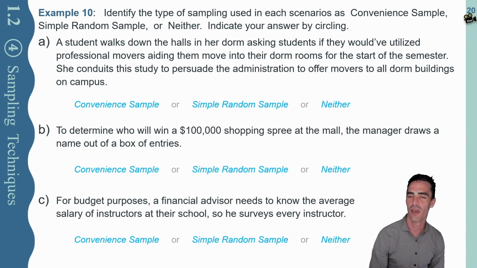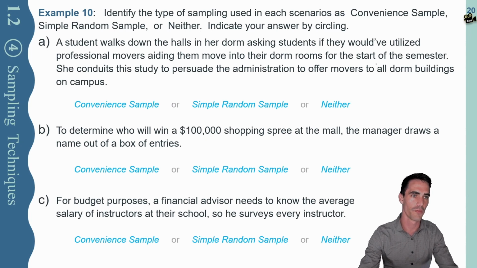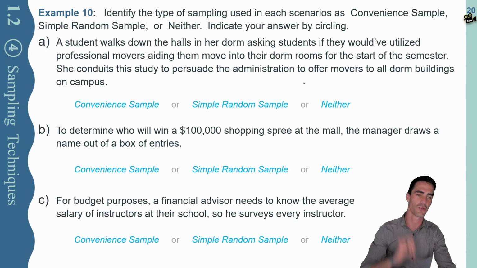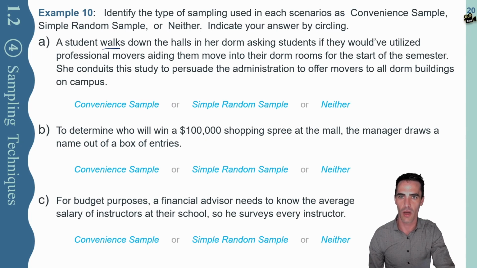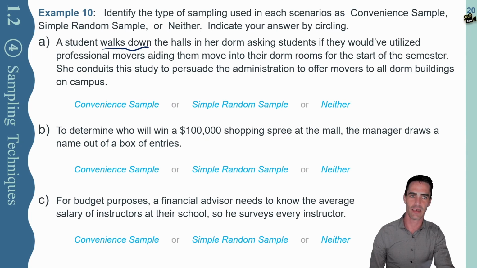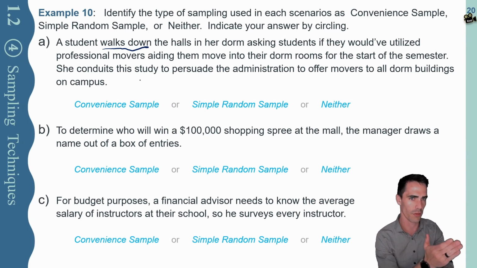First one. A student walks down the halls in her dorm, asking students if they would have utilized professional movers, aiding them in moving their dorm rooms for the start of the semester. She conducts this study to persuade the administration to offer movers to all dorm buildings on campus. Wouldn't that be friendly? All right. So again, she walks down the hall. How was her sample collected? And just, hey, what do you think? What do you think? All right.